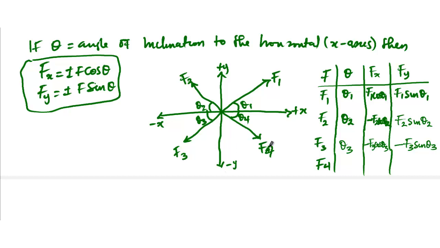So for this other vector, F4 is inclined to the horizontal at theta 4. So it has component on negative y and positive x. So the x component is positive. That will be F4 cos theta 4. Then the y component is minus F4 sine theta 4. Now, sorry for the clumsiness of this.